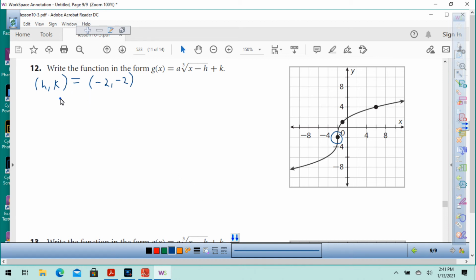So we have g of x equals a times the cube root of x minus -2, or x plus 2, minus 2. All right. Well, let's pick a point here. And just for giggles, we'll do this one right here. And this one is 6, 4. You can pick either one. I just picked 6, 4. So I'm going to put a 4 in here for g of x. And then I got a and the cube root of, and then I'm going to take 6 out of here, the 6 there, plus 2.